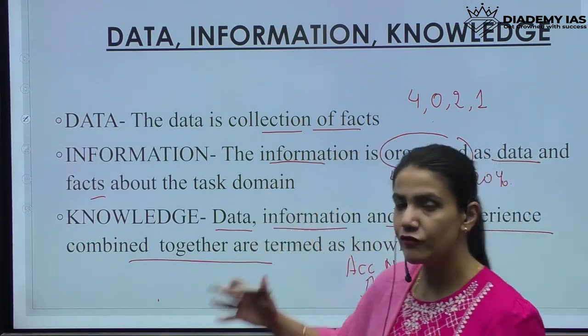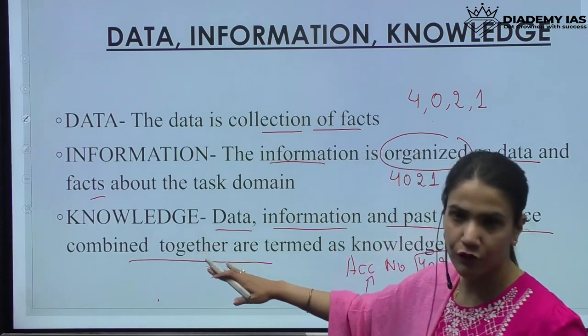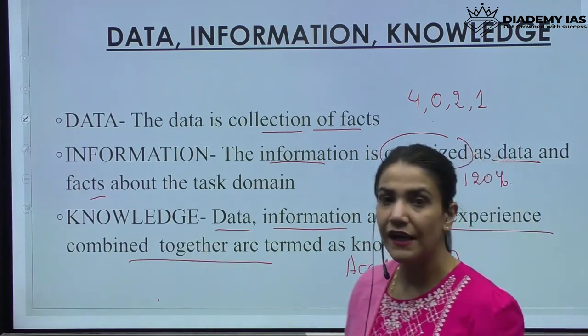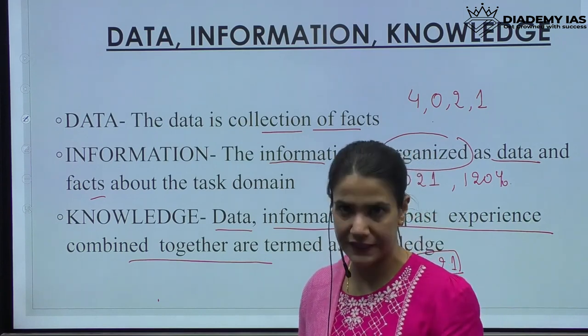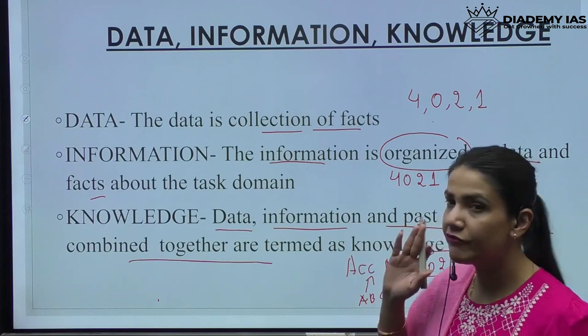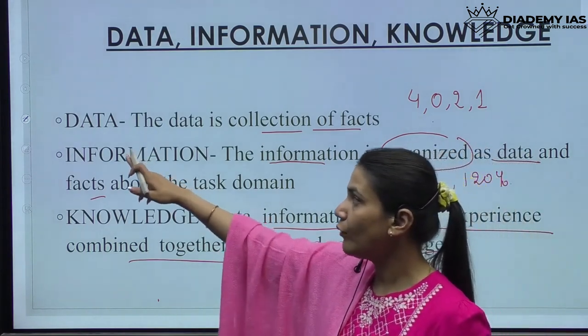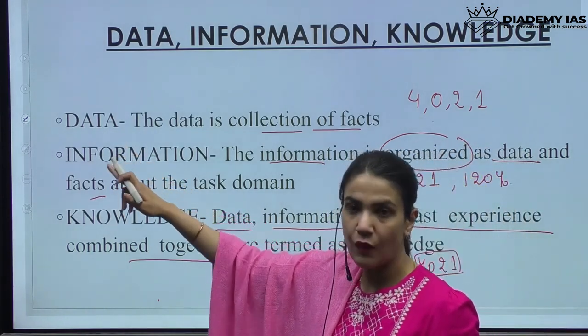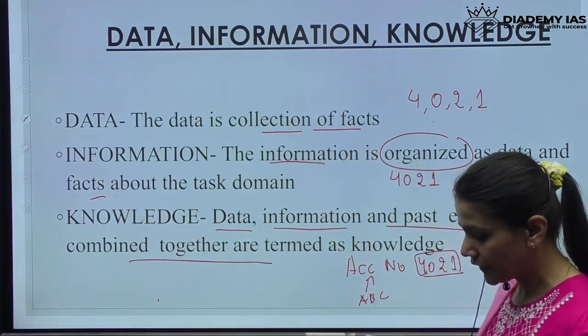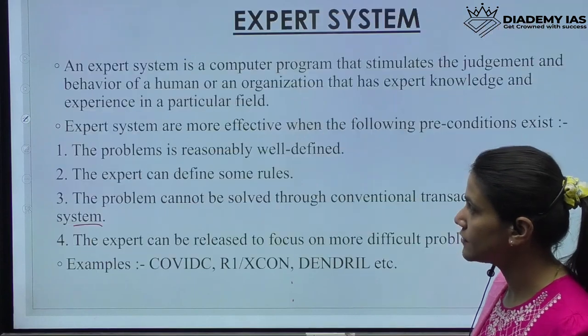Why? Because data and information are all combined in the aspect of knowledge. And knowledge helps us to be very precise in understanding the details, right? So before moving on to expert system, you should have very clear clarity about what the term data is, what information is, and what knowledge is.